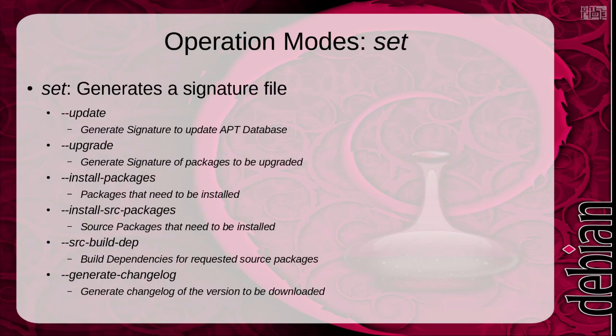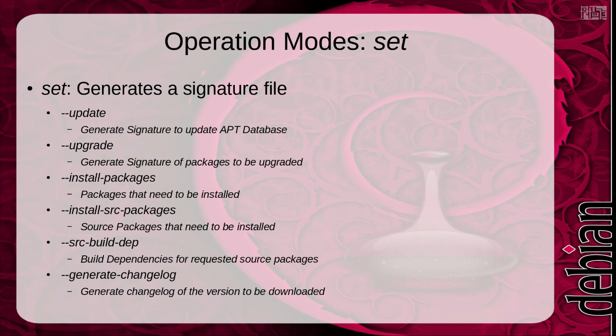So as I said, set is run on the offline machine. Its intent is to extract all the information that is requested by the user and generate it into a signature file. That is the term we use in APT Offline terminology. It supports multiple options. Like I said, you could use the update option if you want to update the APT database on the offline machine.